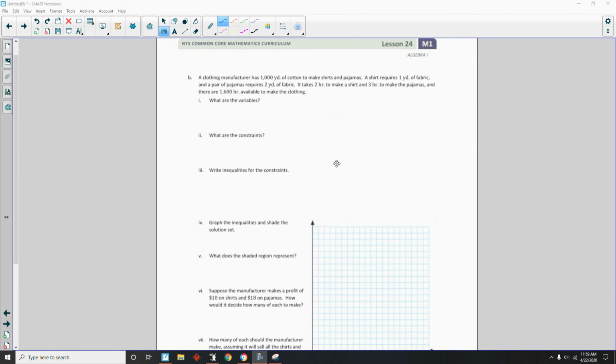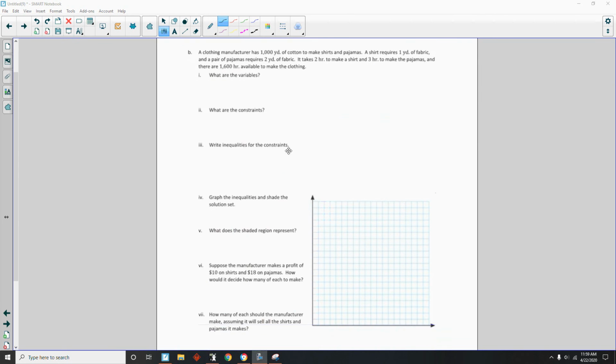Okay, page 3 brings us to part B. A clothing manufacturer has 1,000 yards of cotton to make shirts and pajamas. So first of all, they have 1,000 yards of cotton total. A shirt requires 1 yard of fabric, and a pair of pajamas requires 2 yards of fabric. It takes 2 hours to make a shirt.